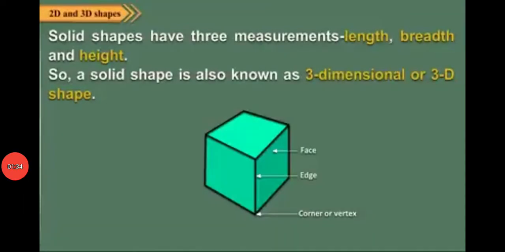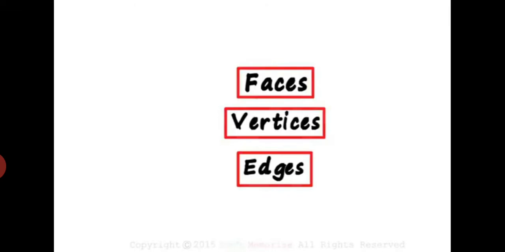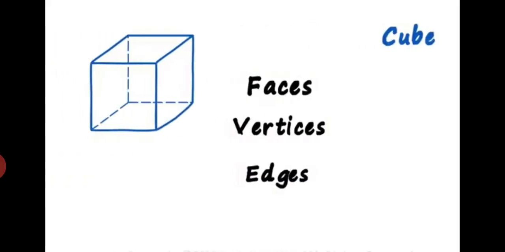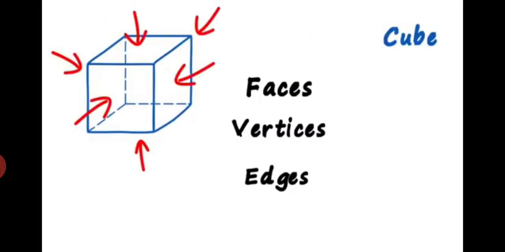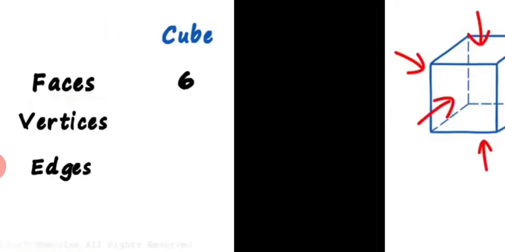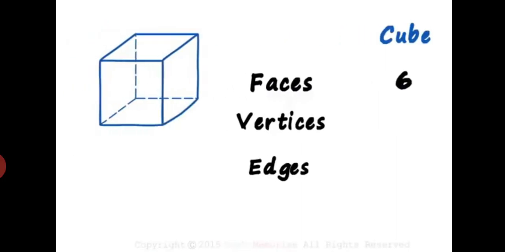3D shapes also have faces, edges and corners or vertices. So what are faces, vertices and edges? Let us take a cube and find its faces, vertices and edges. You all know a cube has 6 faces. You can see the picture, the arrows. This shows the 6 faces of a cube. So a cube has 6 faces.